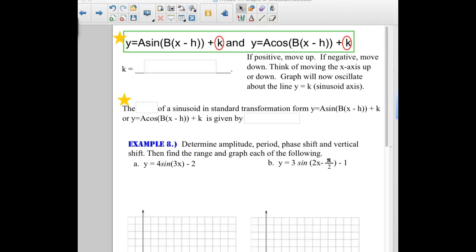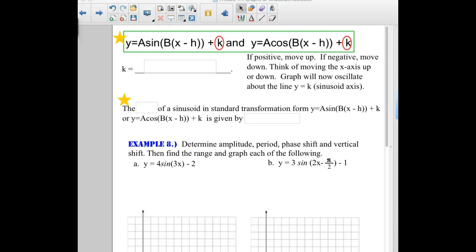These are notes for section 4.4, day 3 for pre-calc. We've been looking at transforming our sine and cosine graphs. And what did our A value do to our graph? Okay, so vertical stretching or shrinking. What made it stretch? Bigger than 1, shrinking between 0 and 1? All right, what if it was negative? Reflects over the x-axis.